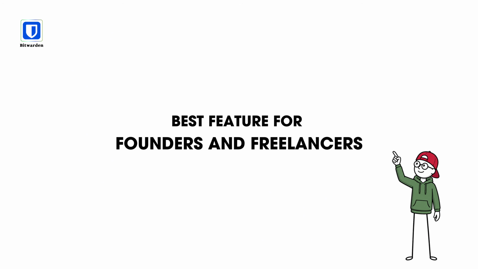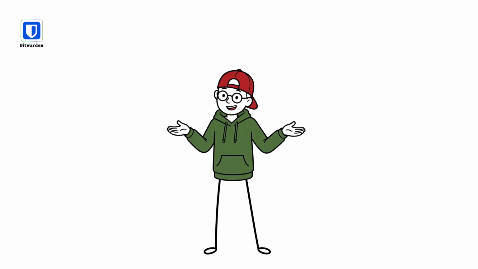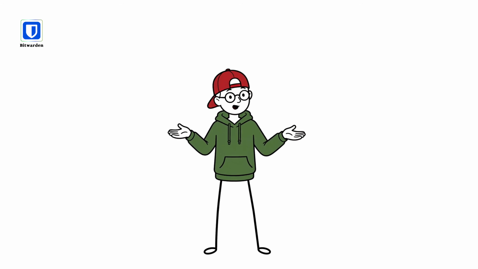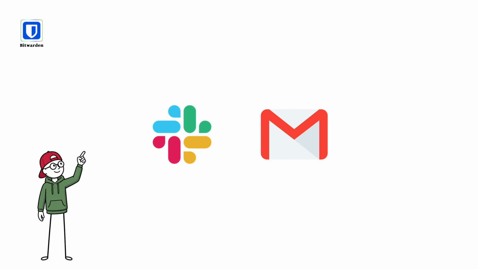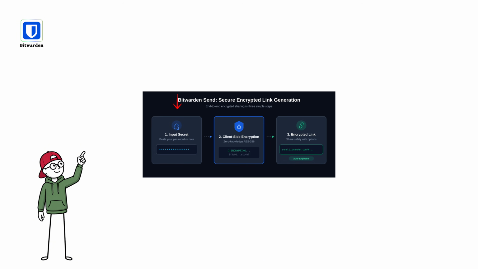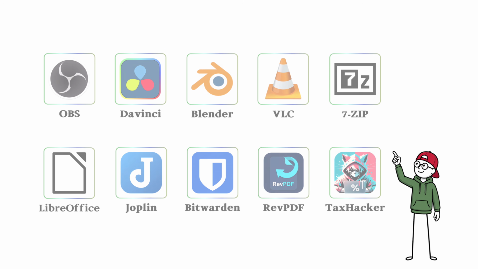Here is the absolute best feature for founders and freelancers: Bitwarden Send. Eventually, you are going to need to share a server password, an API key, or a secure document with a contractor or a client. Instead of sending a password over Slack or email where it sits in plain text forever, you use Bitwarden Send. You paste the password into Bitwarden, and it generates a secure, encrypted link. You can set that link to automatically self-destruct after 24 hours, or after it has been viewed exactly one time. You send them the link, they get the password, and then it vanishes forever.